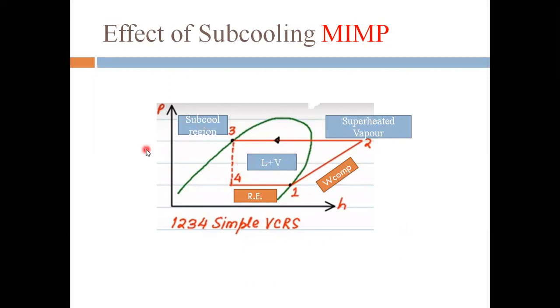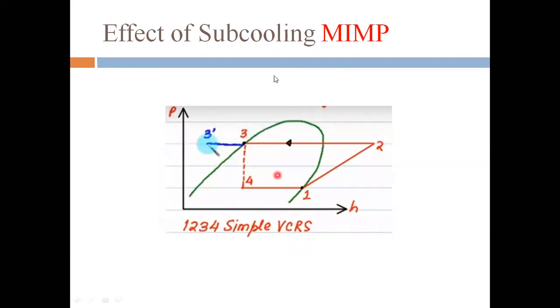So what is the effect of subcooling on the performance of the VCRS? Is the COP increasing, decreasing, or does it remain constant? That we need to understand in the effect of subcooling. Now to carry out the subcooling, we need to shift point 3 to the left side, that is 3 dash.